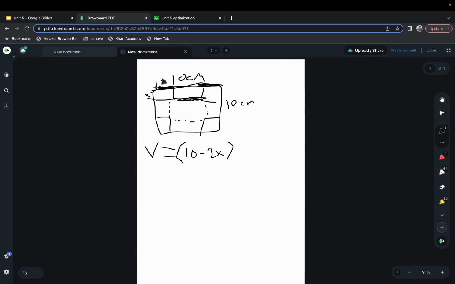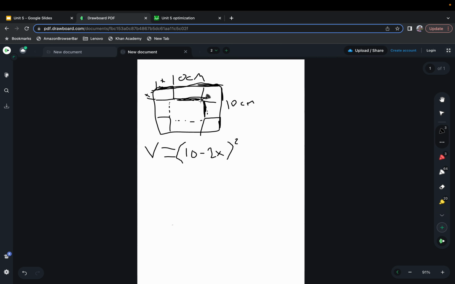That visually makes sense. It's 10 centimeters minus x minus 2x, and that's this value, this length right here. Similarly, the other side of the base is going to be this, which is also 10 centimeters. This length is also x. This length is also x. So we'll have another 10 minus 2x. So instead of writing it again, I'm just going to say 10 minus 2x squared, because we know we have 10 minus 2x times 10 minus 2x.